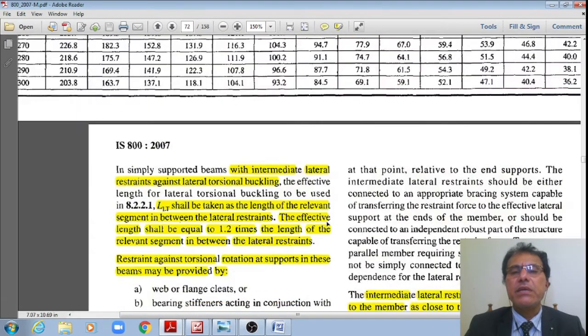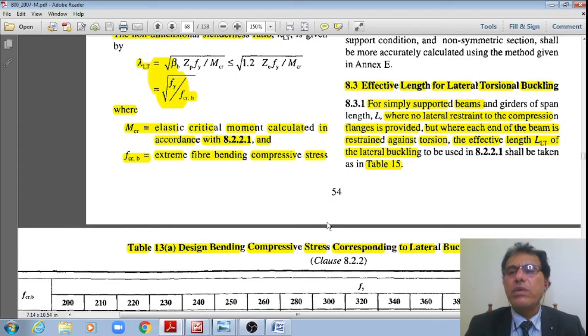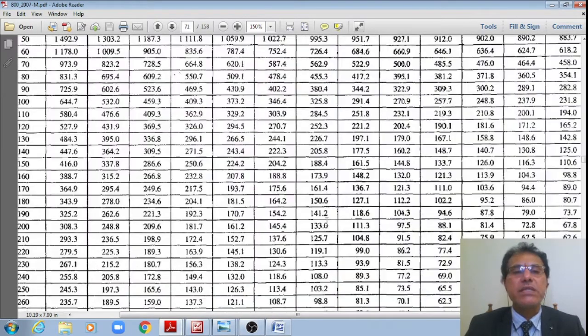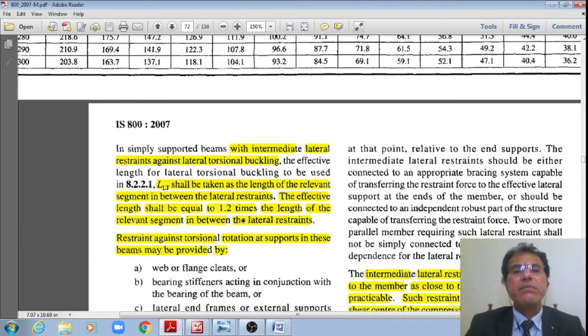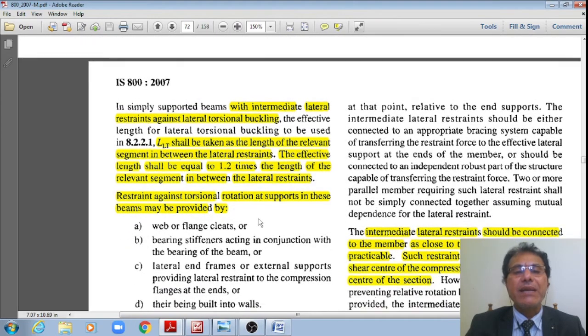Once we examine the effective length factors for the simply supported beams, now let us move to the other discussions, right? In case of the simply supported beams with intermediate lateral restraints against lateral torsional buckling, the effective length for lateral torsional buckling to be used in clause 8.2.1, LLT shall be taken as the length of the relevant segment between the lateral restraints. The effective length shall be equal to 1.2 times the length of the relevant segment in between the lateral restraints.